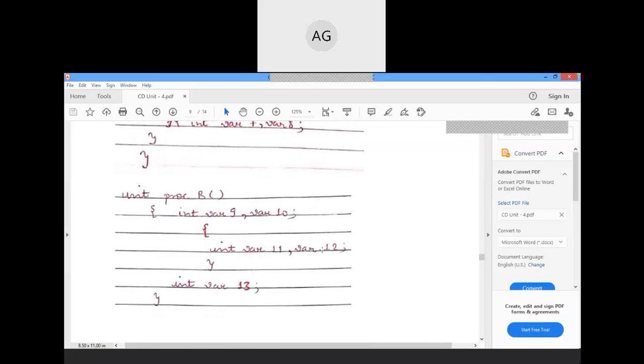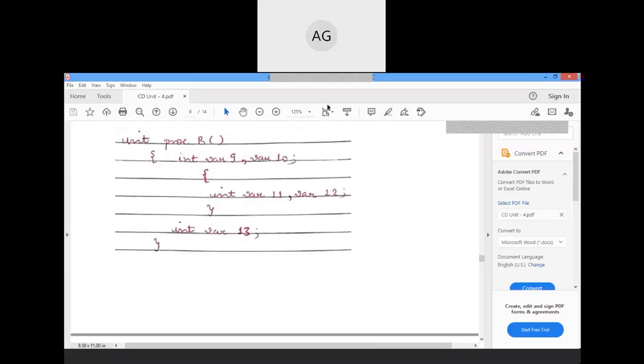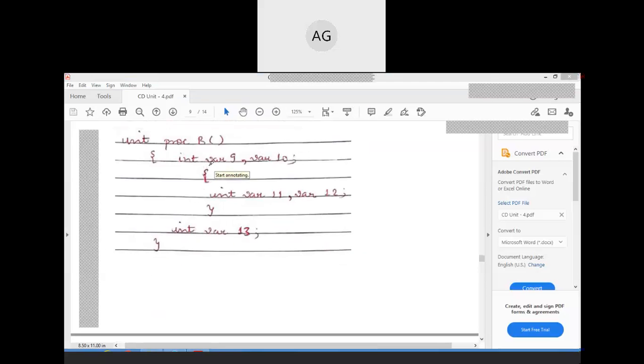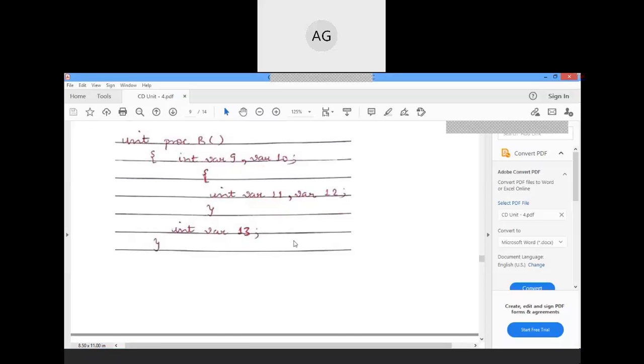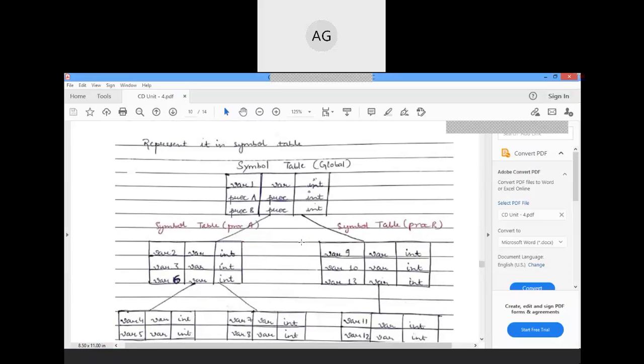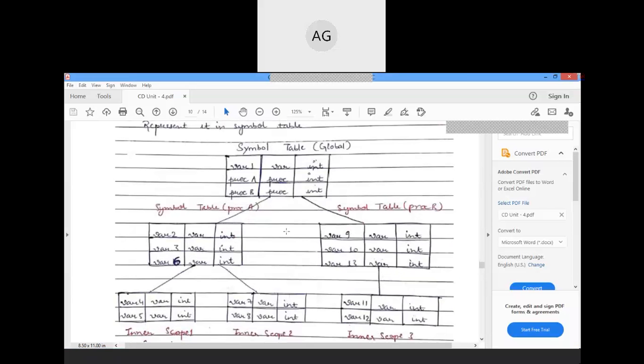Then we have procedure B. In procedure B, the local variables are variable 9, 10, 11, 12, and 13. Just remember it. Now we are going to store these in the symbol table. Just check how we are going to represent it in a symbol table.